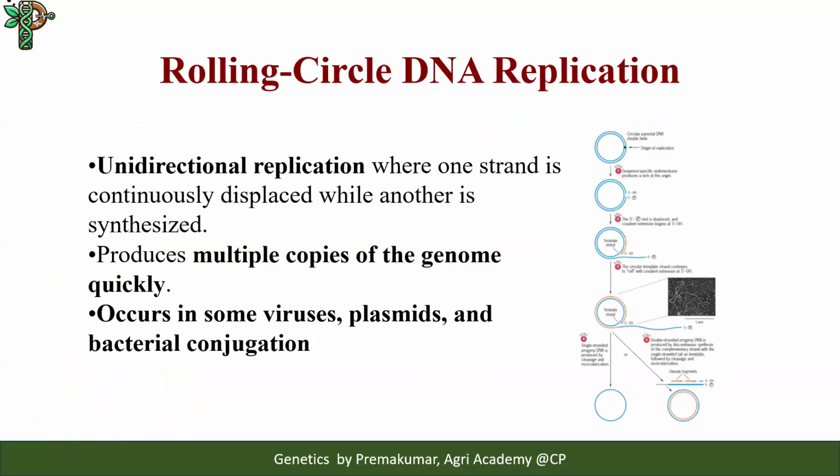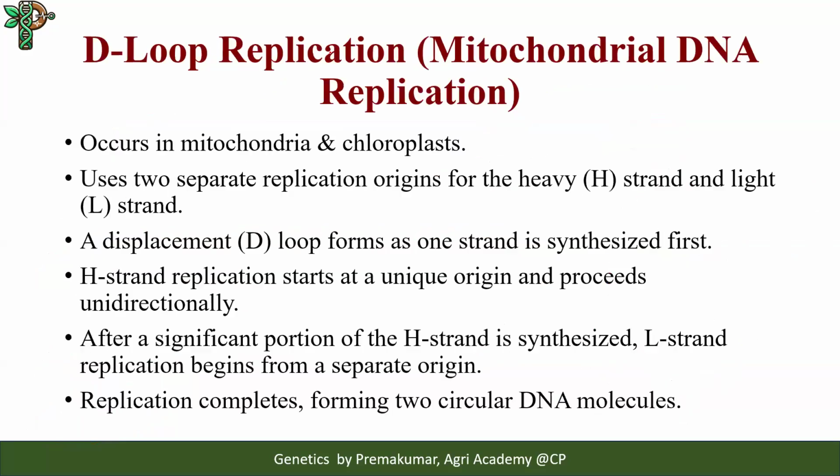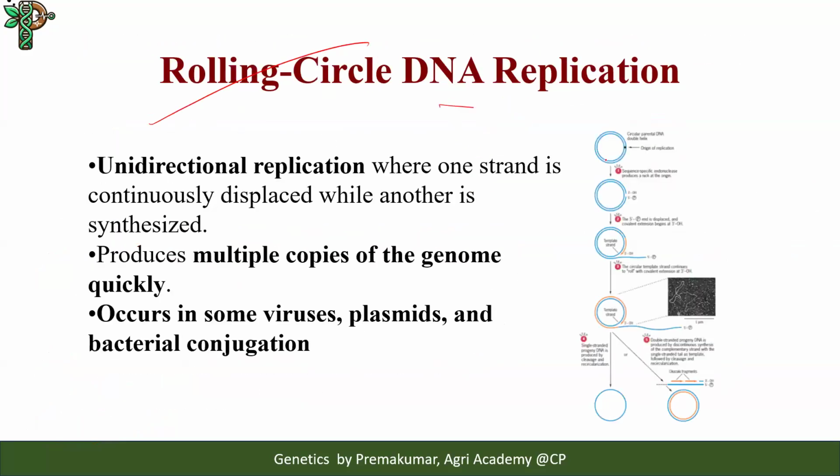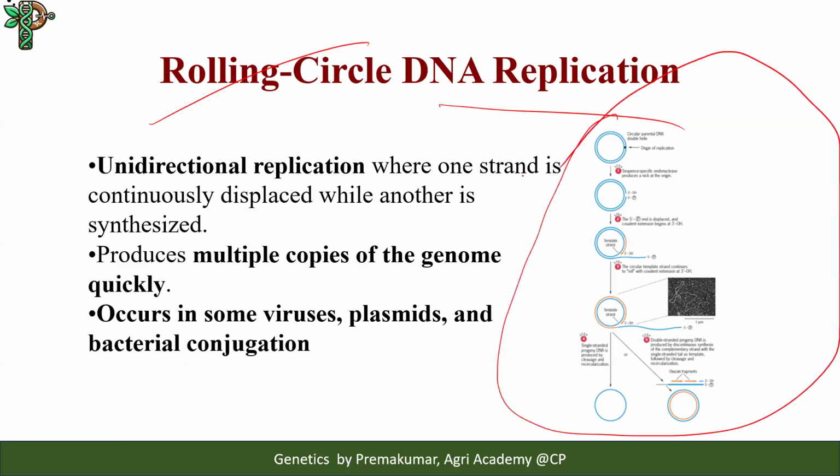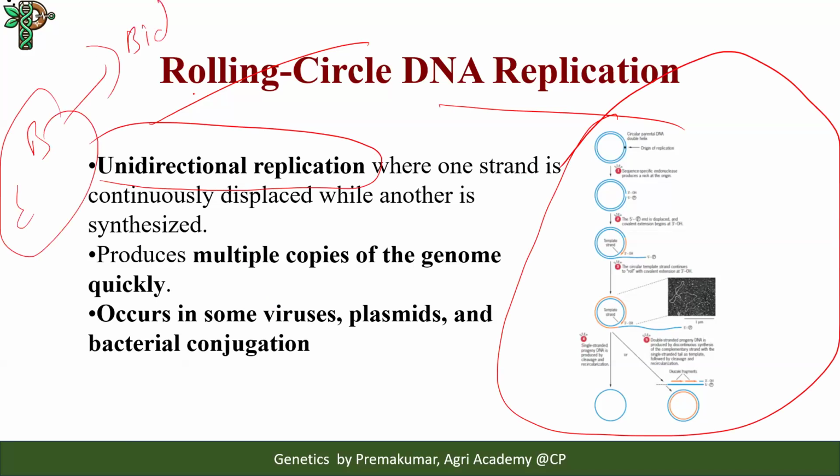Along with this, there are special types of replication. One is called rolling circle replication and the other is D-loop replication. In rolling circle DNA replication, as you can see here, it occurs in some viruses or some other organisms. Here it is unidirectional, but bacterial or eukaryotic replication is generally bidirectional in nature. But in some organisms, this rolling circle DNA replication is unidirectional in nature.